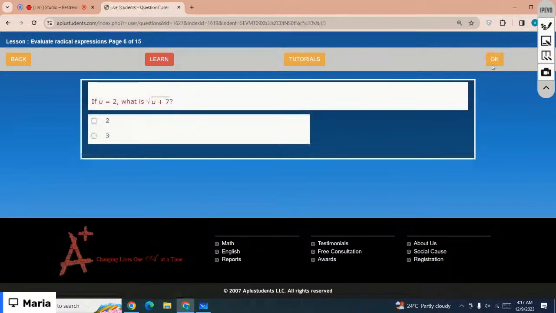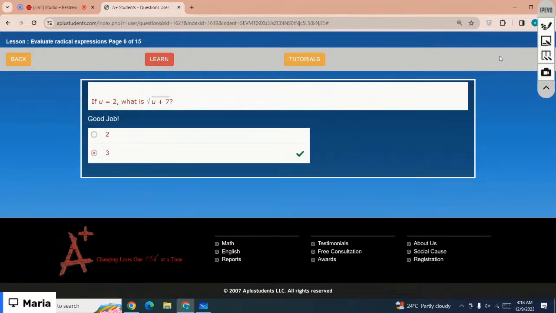Okay, if u equals 2, what is square root of u plus 7? Which is the correct option? 2 plus 7 is, yes, it is square root 9, and square root 9 equals 3. The correct option is 3. Very good.